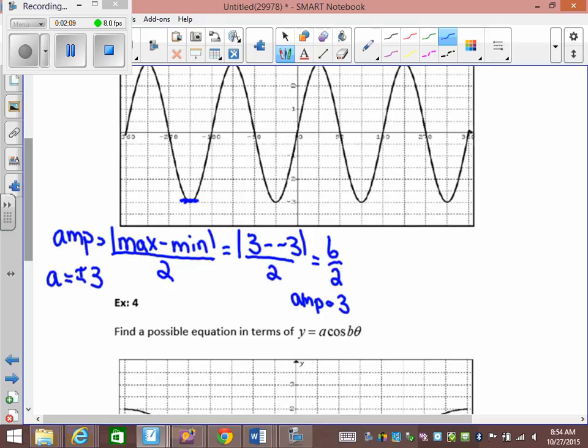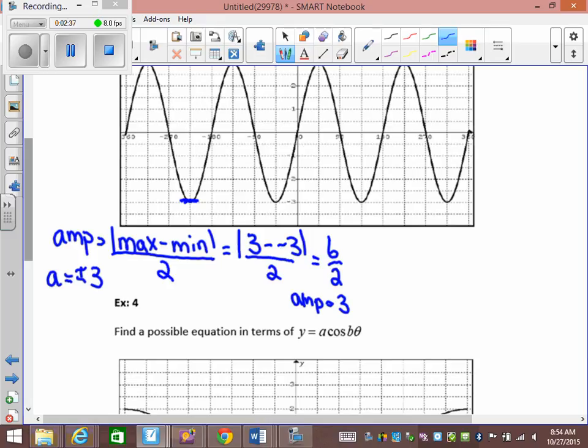Now, if I need my B value, guys, there's only one formula that helps me with my B value. It's period equals 2 pi over B. So you need the period, you're going to use that formula. If you need B off the graph, you're going to use that formula. Okay? So, the period equals 2 pi divided by B.